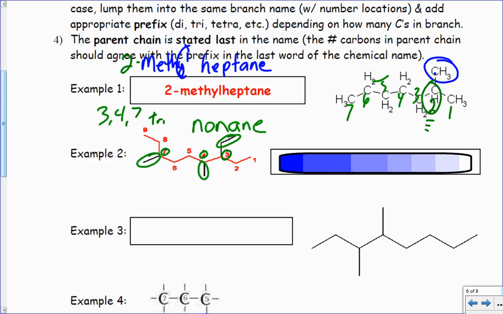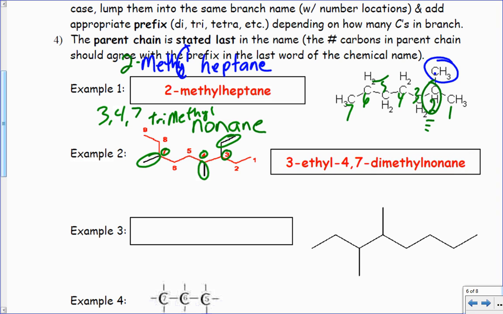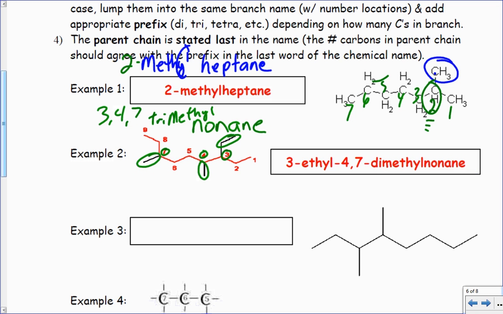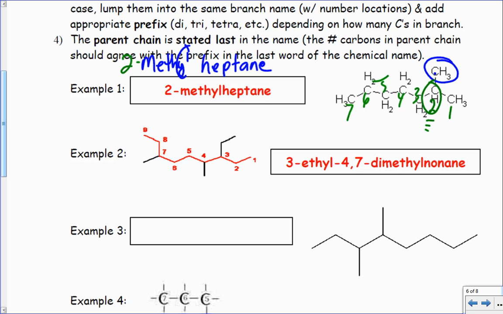Trimethyl. I have 3 of them. Trimethylnonane. See if I got it right. Yeah, see, I don't like that. See, it's 3-ethyl. Oh, see, I made a mistake. I didn't catch it. Here, let me explain why I made a mistake. I just didn't see it because I went too fast. This one's got a carbon and a carbon. That's even more different than 1 carbon. So there's my ethyl. So let me go back through.